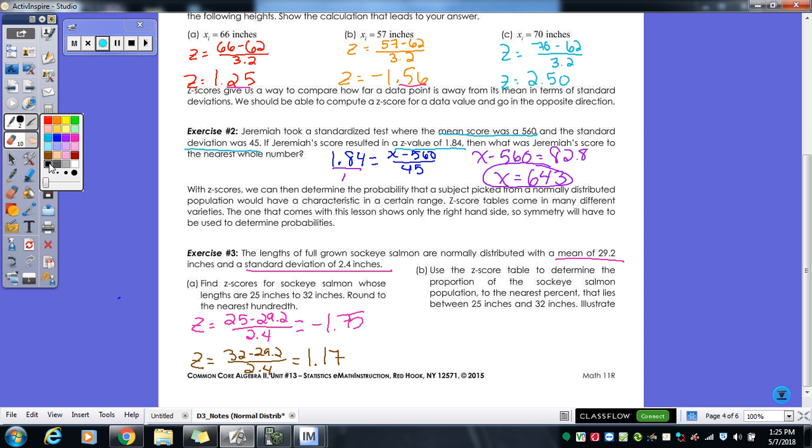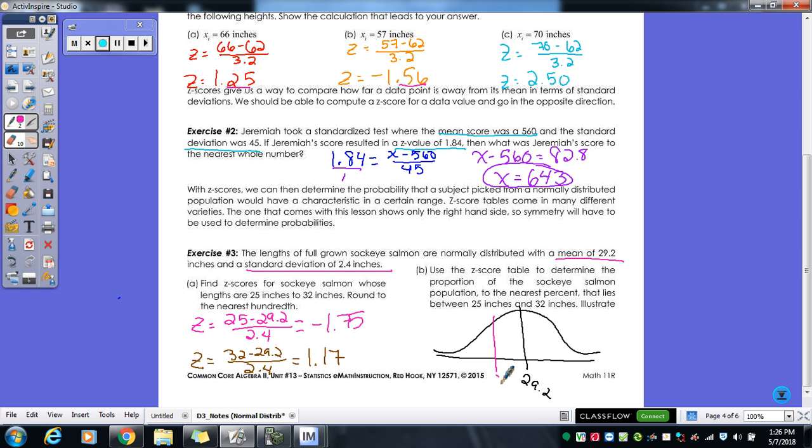So part B, they want us to use the z-score table to determine the proportion of the salmon population, to the nearest percent, that lies between 25 inches and 32 inches. So we draw a bell curve, which a lot of times they ask you to draw a picture, which means they're looking for you to draw the bell curve. Right here in the middle, that is our mean of 29.2. So my 25 is going to fall over here to the left. My 32 will be over here to the right.